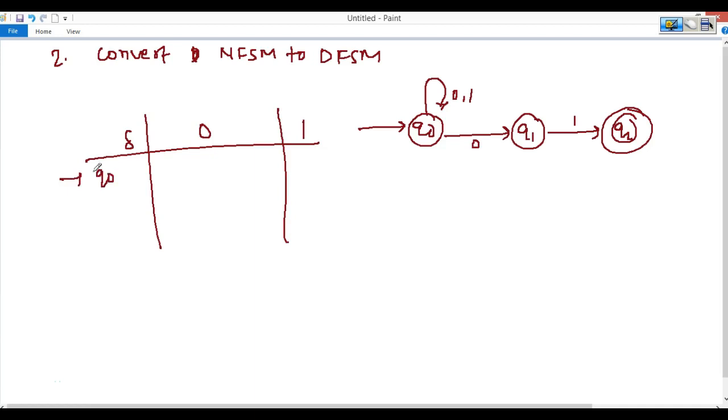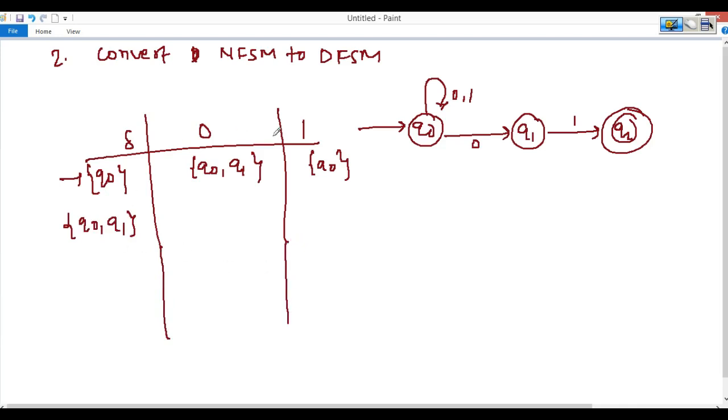The start state is Q0. Q0 to 0 goes to Q0 and Q1. Q0 to 1 goes only to Q0. Any new state comes? Yes, this is a new state, so I will write it here, Q0 and Q1. On 0, Q0 goes to Q0 and Q1, and Q1 to 0 is nothing, so this is only it. On 1, Q0 goes to Q0, and Q1 to 1 is Q2.